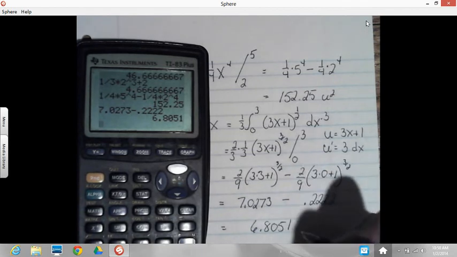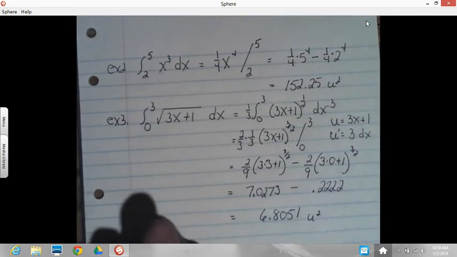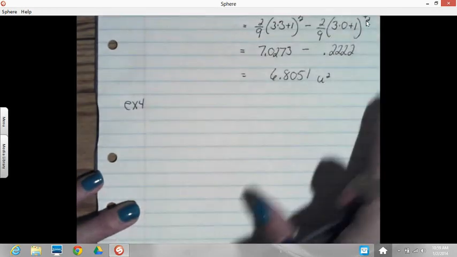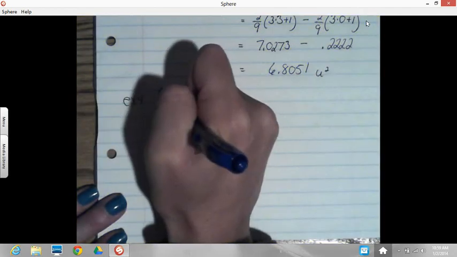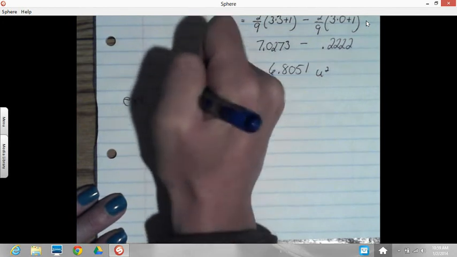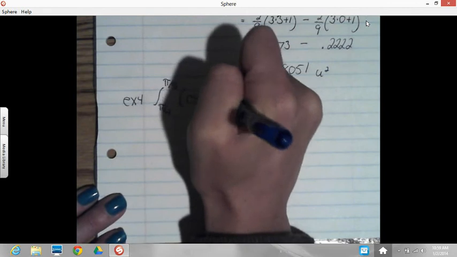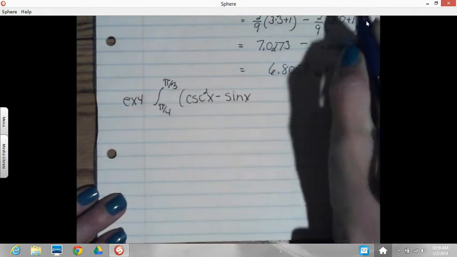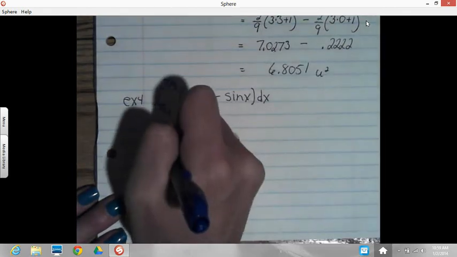Okay, let's try some trig functions. Let's go from pi over 4 to pi over 3 of cosecant squared x minus sine x dx. All right. No inside to worry about. Think of them as two separate problems. I'll even write them as two separate problems.